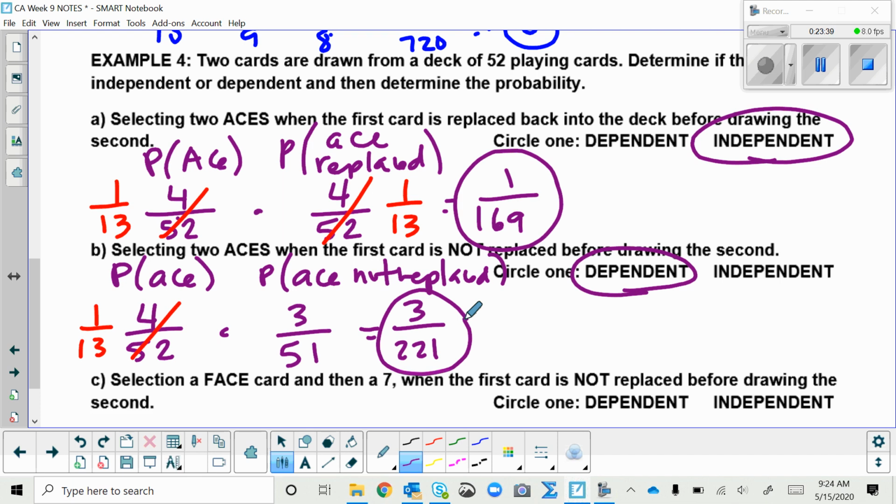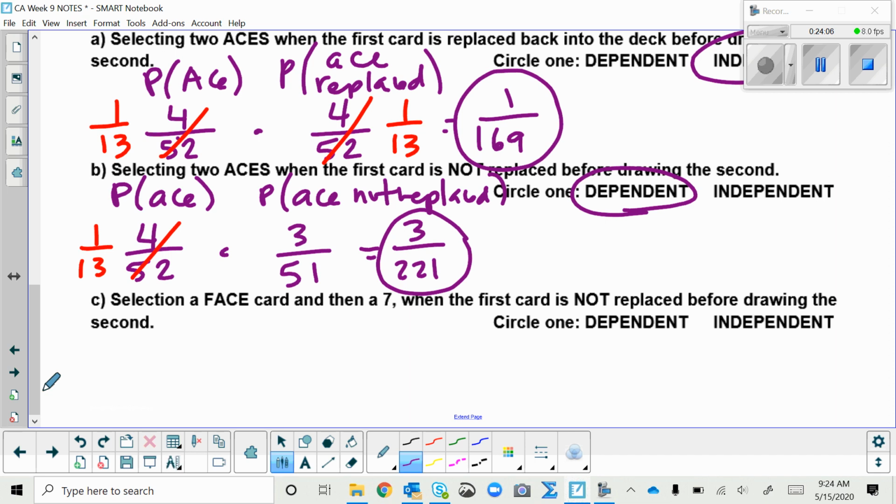And that's why it's helpful to remember that you can always rewrite this as a decimal and a percent. So if you did 3 divided by 221, you'd have 0.01. If you multiply by 100, you come up with, oh, okay, that's 1.35%. And now it's easier to understand actually how low of a probability that is when you convert it to percent.